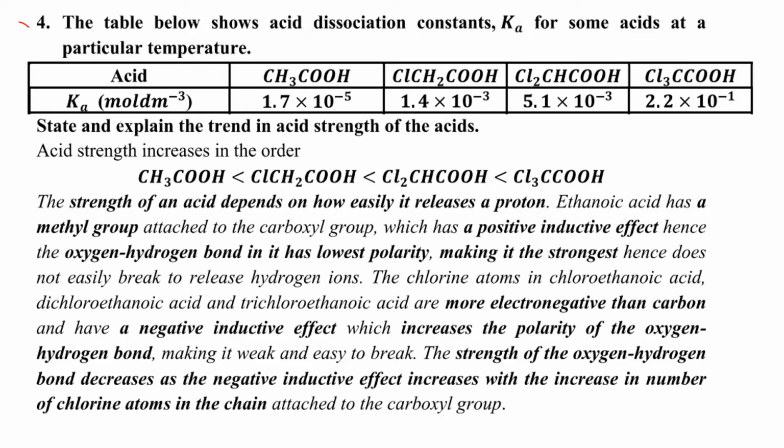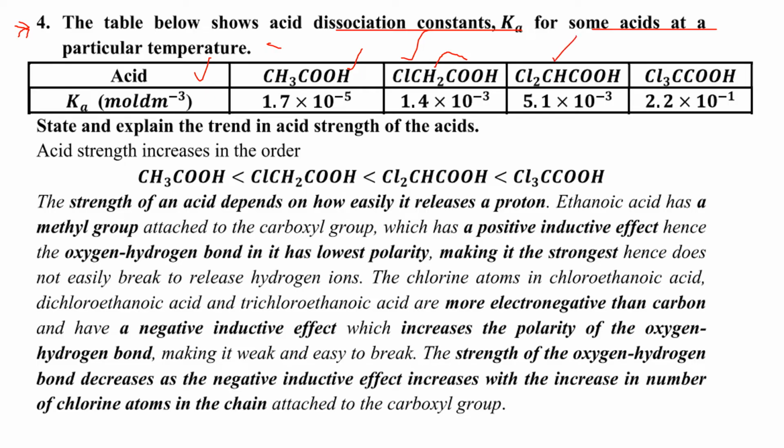Looking at number 4, we are going to be looking at the table that shows the acid dissociation constants Ka for some acids at a particular temperature. We are going to be looking at methanoic acid, and then an acid which has chlorine atoms. Now whenever you see chlorine atoms, notice that they always have a negative inductive effect. Alkyl groups always have a positive inductive effect. Always master it that way: halogen atoms have a negative inductive effect, and alkyl groups like methyl, ethyl, propyl have a positive inductive effect.